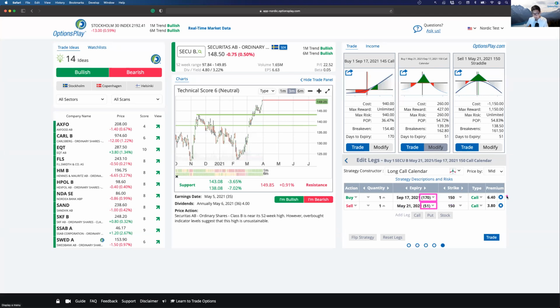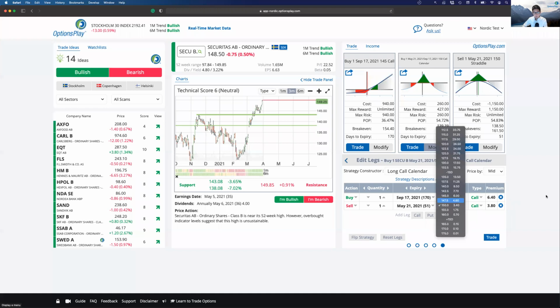And notice how I've already collected half of the premium. So even if I sold this twice successfully, I would effectively own the September calls for free. Because if I collected 380 crowns twice, that would pay for the 640 crown long call option. So that's really where you start to see this advantage, right?